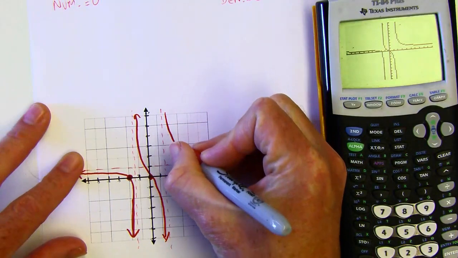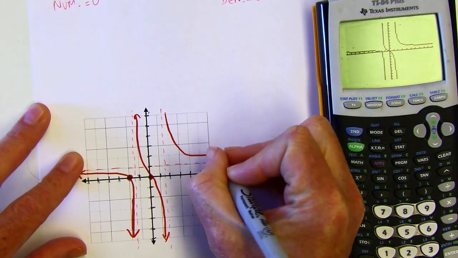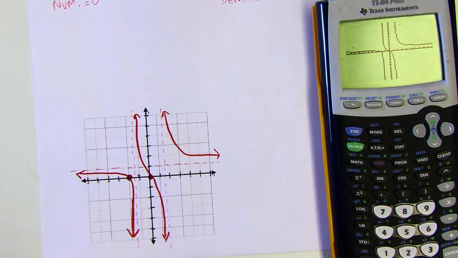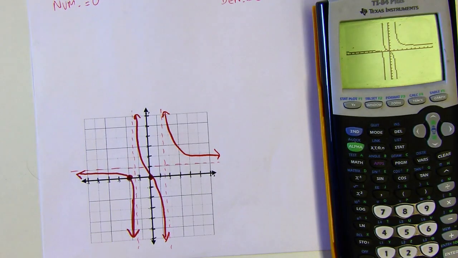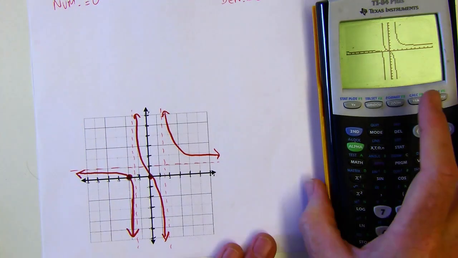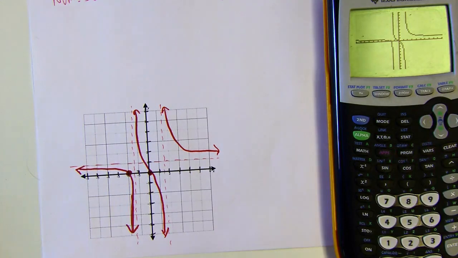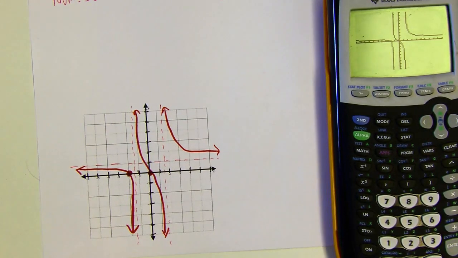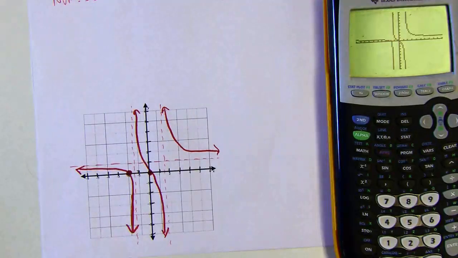Okay, and you could verify all of this, or you could try out XY pairs to get a better sense, but there's a general look at that graph. Okay, let's try one more on the next page.